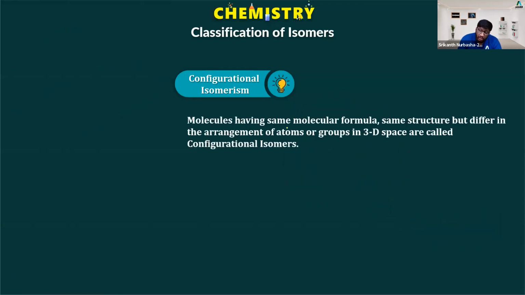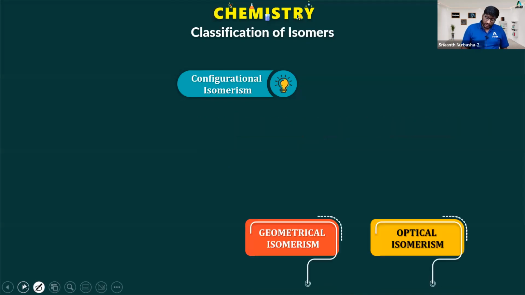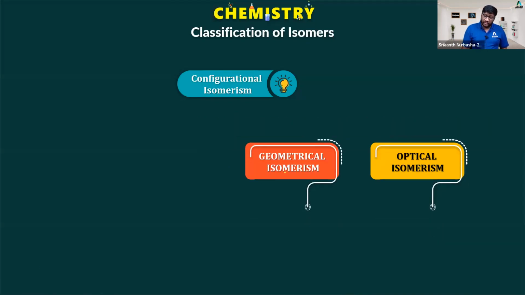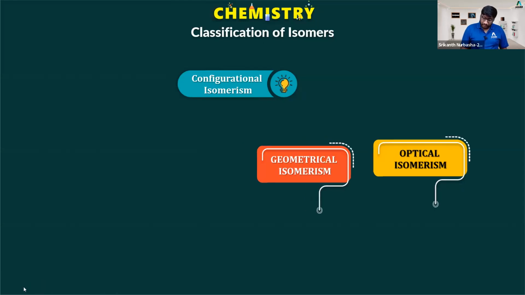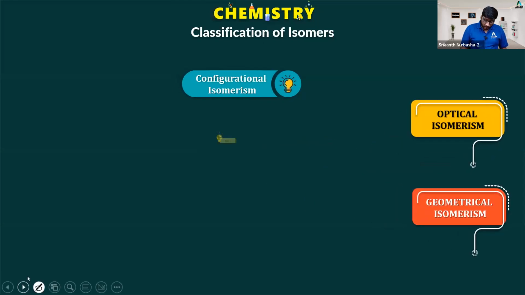Molecules having the same molecular formula, same structure, but differing in the arrangement of atoms or groups in 3D space, that is nothing but configurational. In the 3D space, if they differ in the spatial arrangement of atoms or groups, they are said to be configurational isomers. Configurational isomers can be either geometrical or optical. So we'll start one by one now.